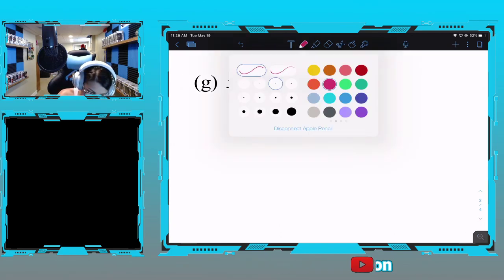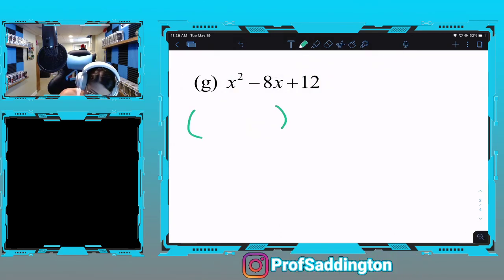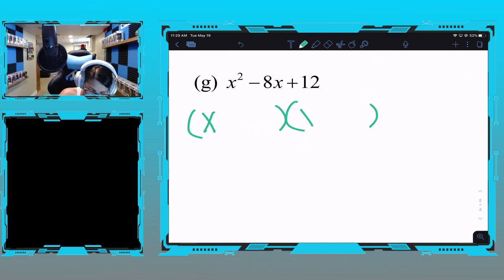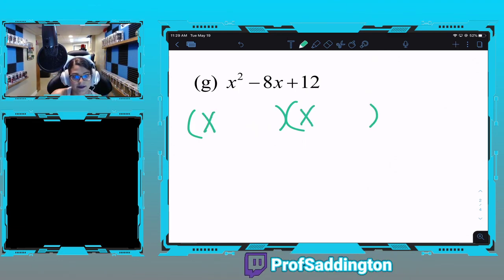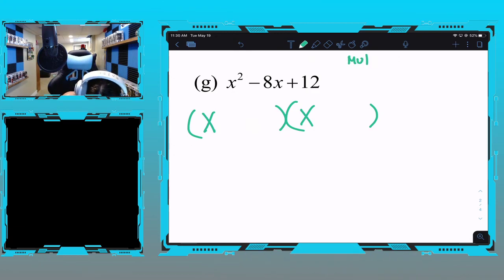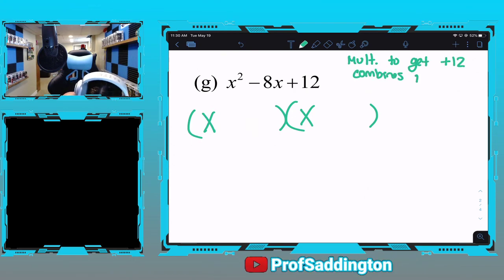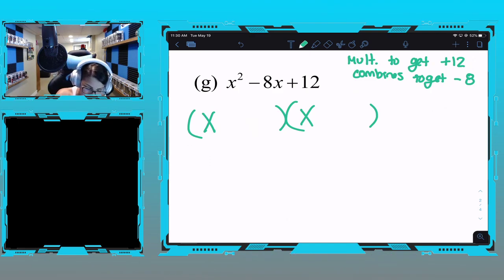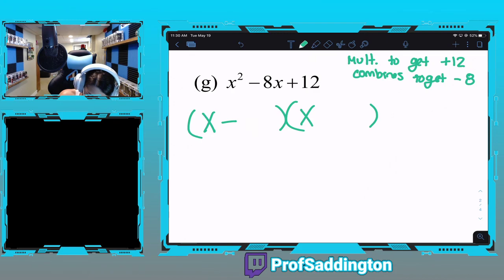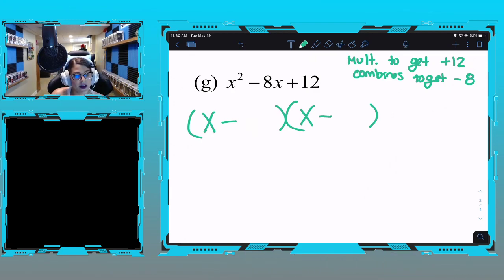So, I'm just going to drop down my double bubbles first, and my x's, okay? So we want to know what multiplies to get positive 12 and combines to get negative 8. Well, if I'm multiplying to get a positive but combining to get a negative, that means both my signs in here must be the same. They must both be negative, because a negative times a negative is still going to give me a positive, but now it will combine to give me a negative.